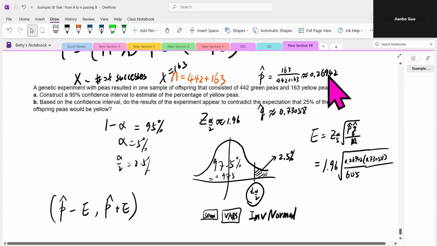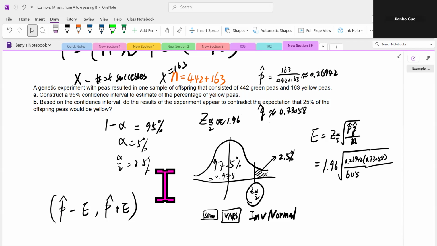P hat is 0.26942. Q hat is 1 minus that P hat, all over N. N is the sample size, 605. So you can find this value, and you can find the margin of error. You add the margin of error to P hat, and you have the right endpoint of the confidence interval. You subtract the margin of error from P hat, and you have the left endpoint of the confidence interval. So that is how we manually construct the confidence interval for a population proportion.